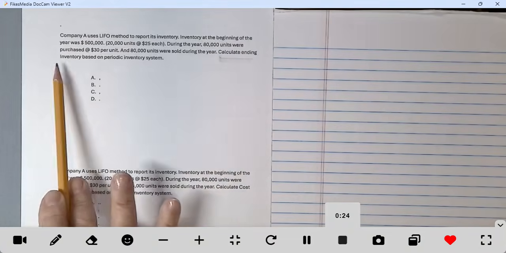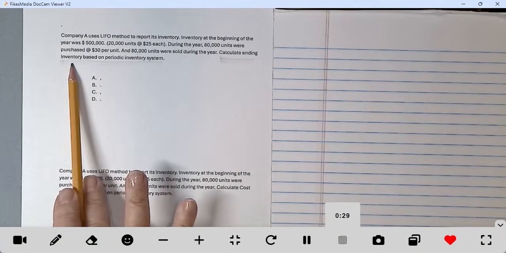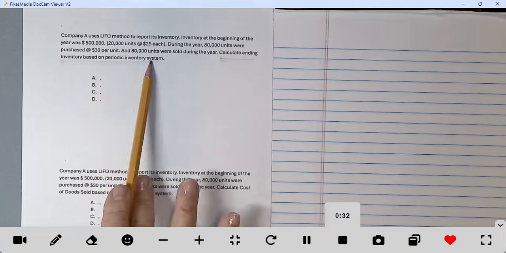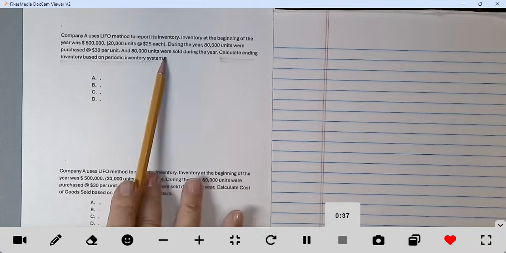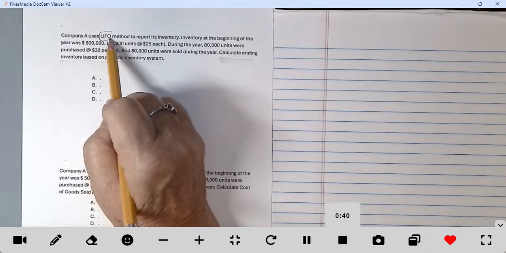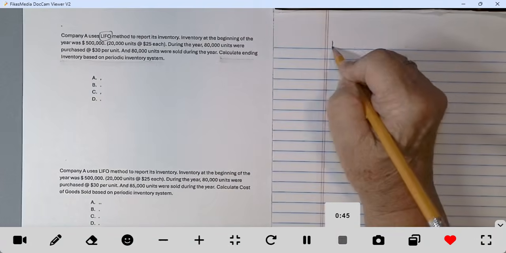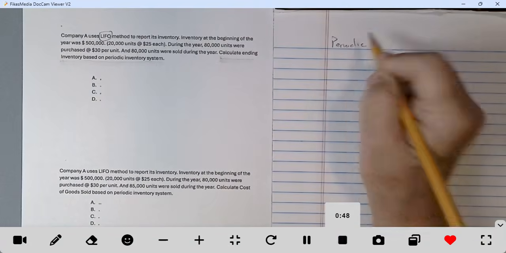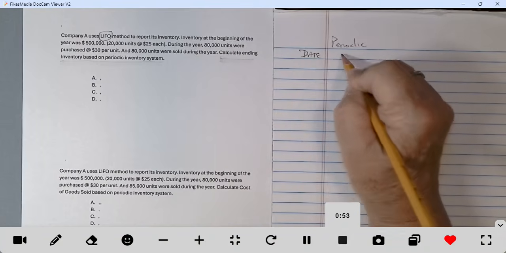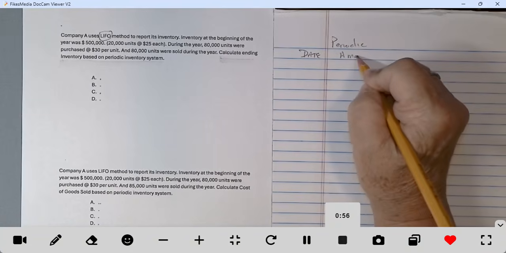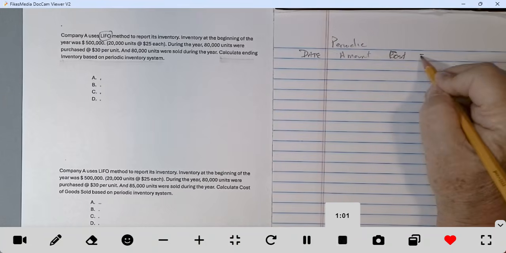So I look at the answer first, the imperative here: calculate ending inventory based on periodic inventory system. So I know I'm looking at periodic inventory system on the LIFO basis. So I have periodic, I have my inventory, date, amount, price, cost, and total.